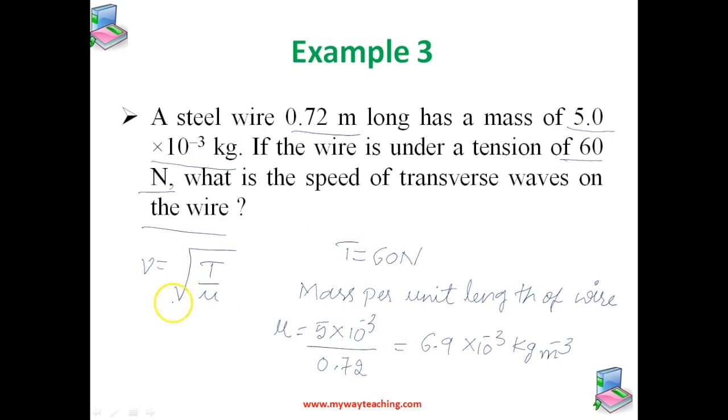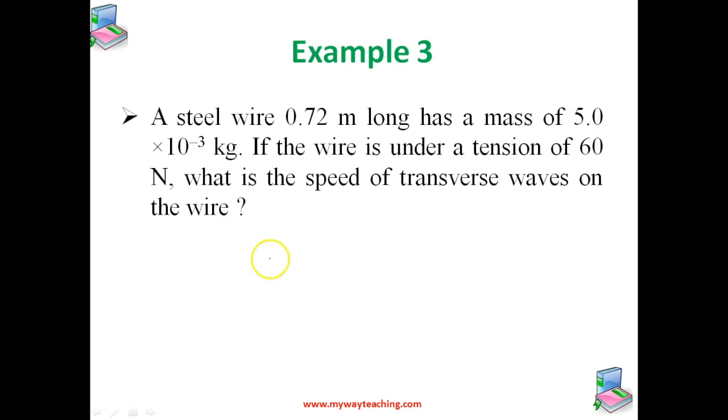We can substitute both the values in the given equation to find the speed of the transverse wave. So that is given by square root of T by mu. T is 60 Newton and mu is 6.9 into 10 raised to minus 3 kg per meter. If you simplify this, we get 9. The unit of speed is meter per second. So this is the solution.